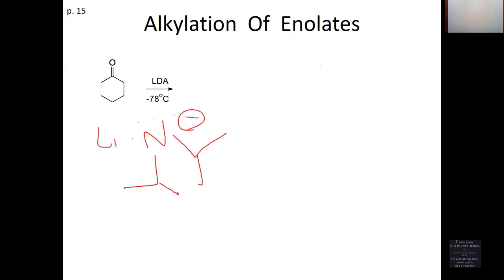LDA. Super strong base. What's it used for? It can quantitatively pluck an alpha hydrogen and turn all of your starting ketone, in this case, into enolate. Done. There's our enolate. All enolate.